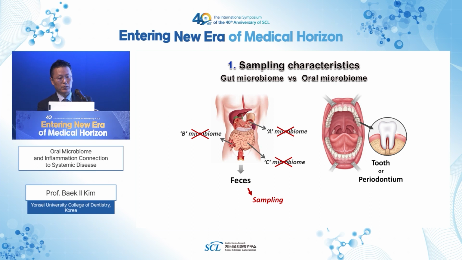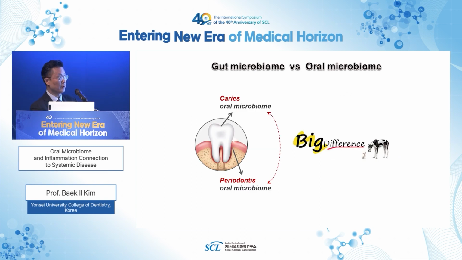The first major difference is sampling characteristics. In gut microbiome research, you already know that different microbiomes exist throughout the digestive system. However, it is very difficult to collect directly, so most gut microbiome research mainly uses feces samples. However, the oral cavity is very easy to access. There are teeth, periodontal tissue, tongue, and mucosa, and these different portions also have different types of bacteria.